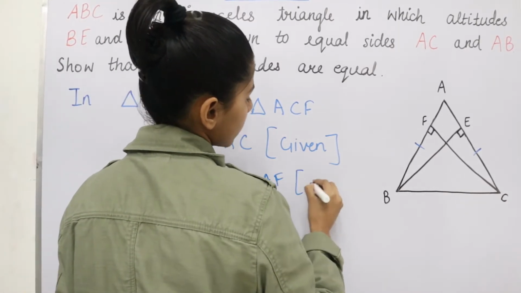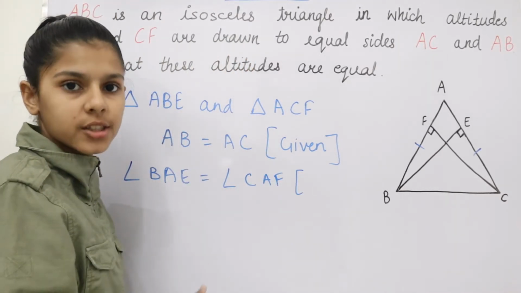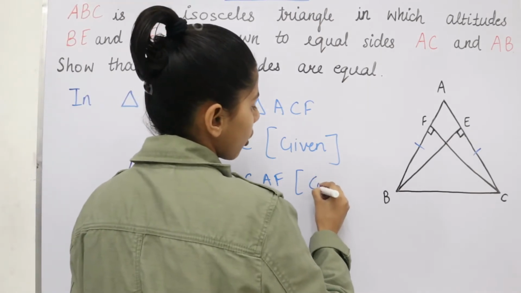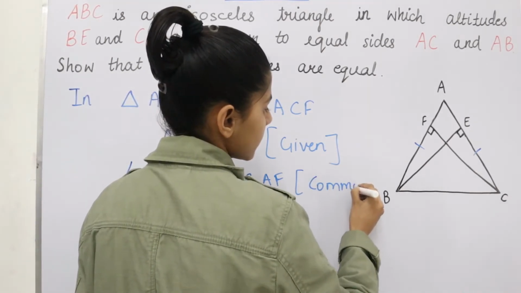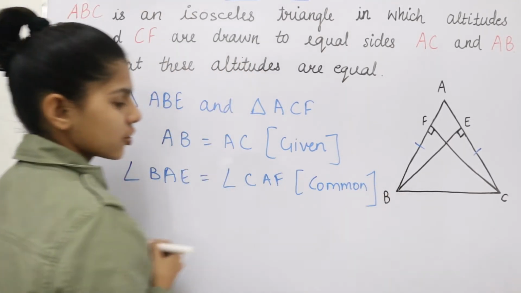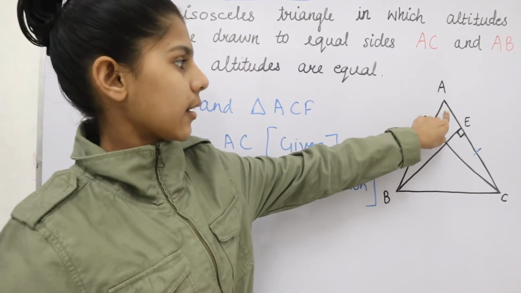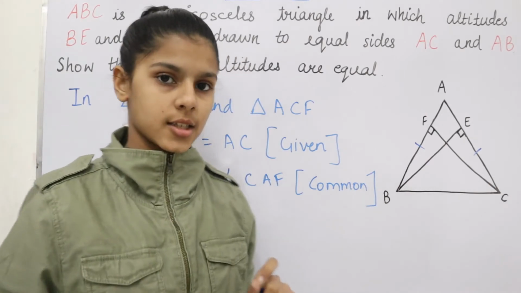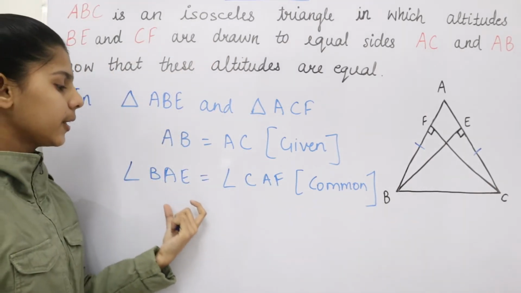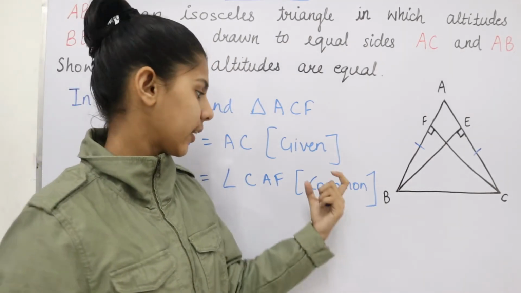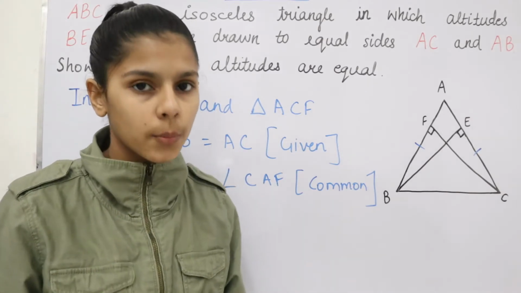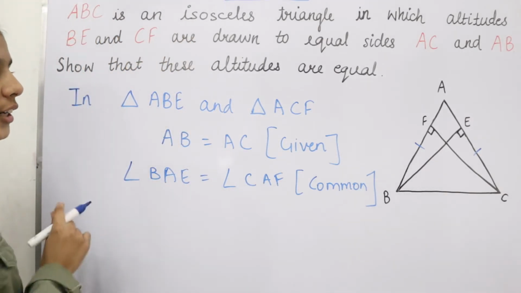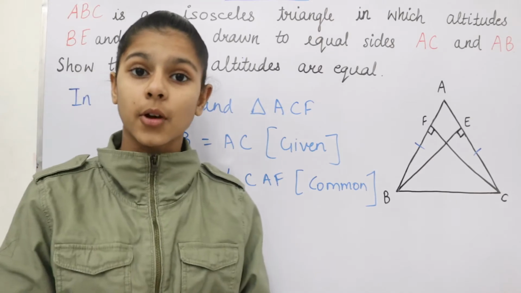And this also in the bracket, the reason which we will write will be common, because this angle is common in both the triangles. You can see that this angle A is common in both the triangles. So we can write angle BAE is equal to CAF, and the reason will be it is a common angle. Then we need one more condition to prove them congruent.